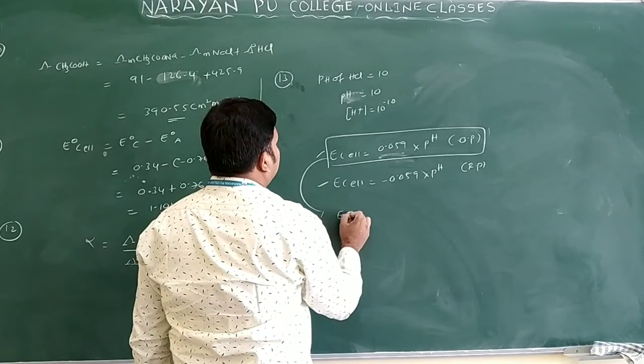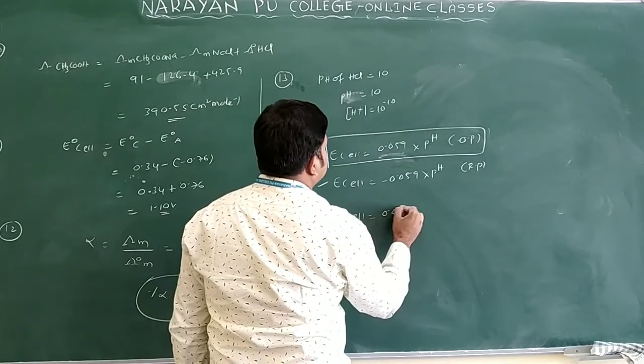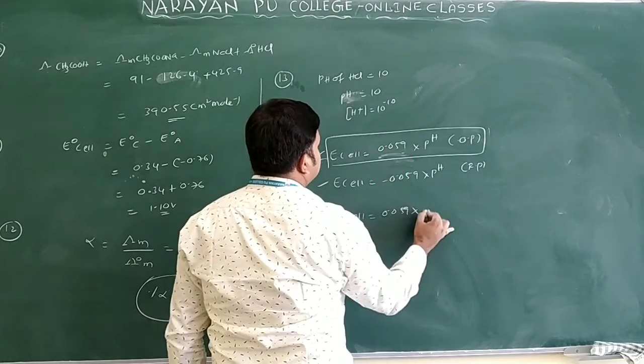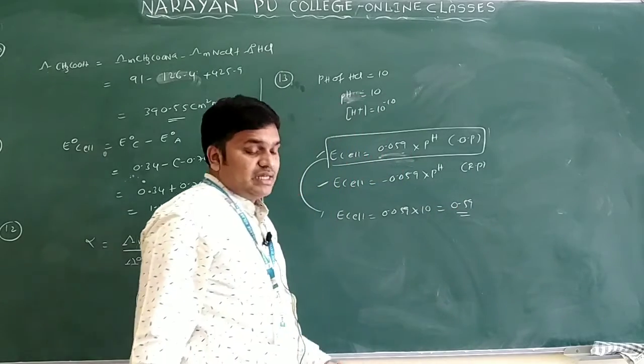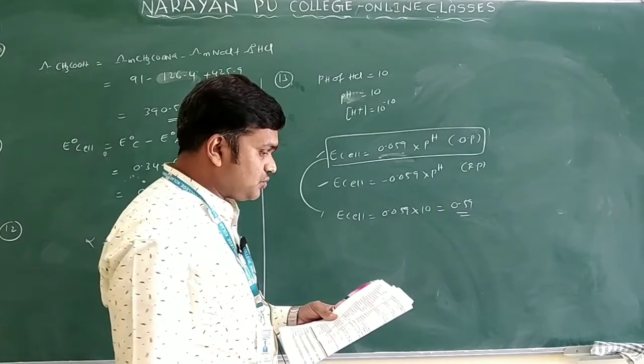And what you will get now? You will get E_cell is equal to 0.059. What is the pH given? 10. What is your answer? 0.59 is the answer. So you will take option 1 for this question.